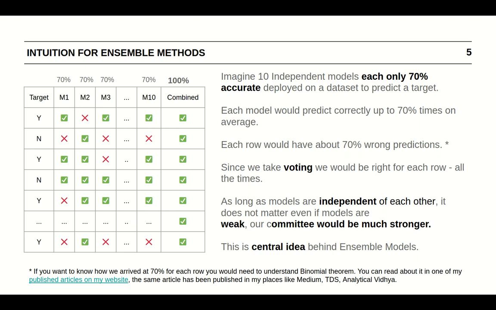Okay, so now we have an understanding of why this works. It's okay to have multiple bad models, but combined together we get a strong model. As long as models are independent, weak learners will combine to get a good result. So the only constraint we are imposing is models have to be independent of each other, and there have to be multiple models working together.